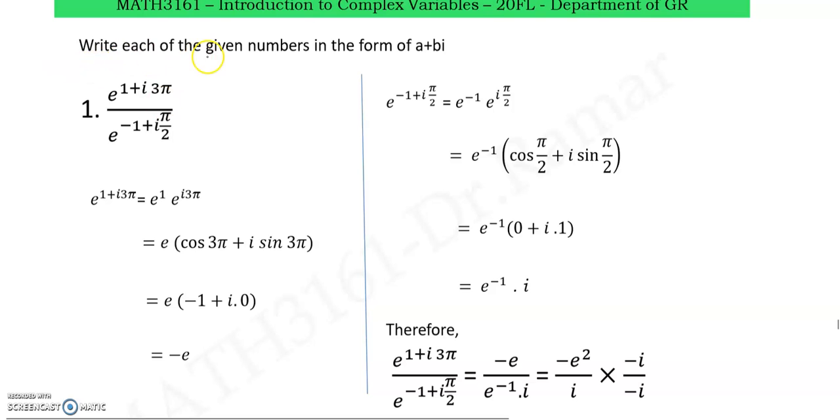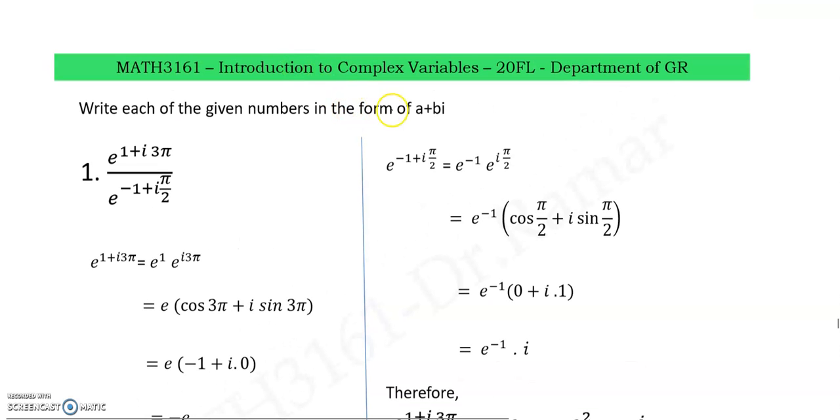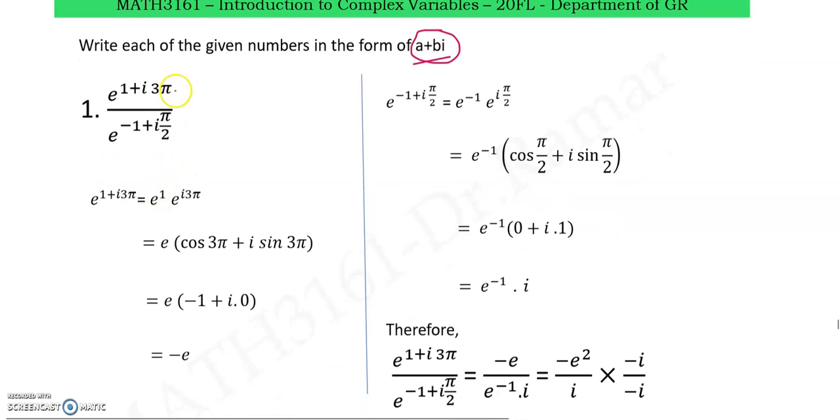Now, write each of the given numbers in the form of a plus bi. Okay, now this is the given number. So we have to write this number in the form a plus bi, the simple form of the complex number. This is a complex number, but not in the form of a plus bi. Okay. Now, first you take the numerator. e to the power 1 plus i 3 pi is equal to, now here the base is e, so e power 1 multiplied by e power i 3 pi.